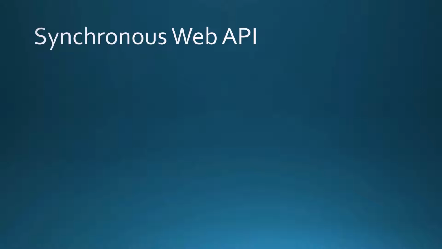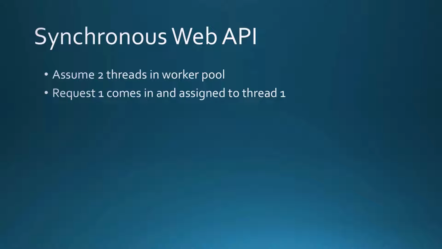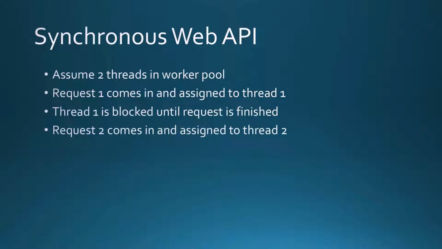Now let's kind of put this into terms of a web API. So if we're talking synchronous, let's say we assume there's two threads in what's called the worker pool, right? And request one comes in and it's assigned to the first thread that's available to run our API calls. Thread one is now blocked until that request is finished. Then request two comes in and is assigned to thread two. Well, now thread two is blocked until that request is finished.